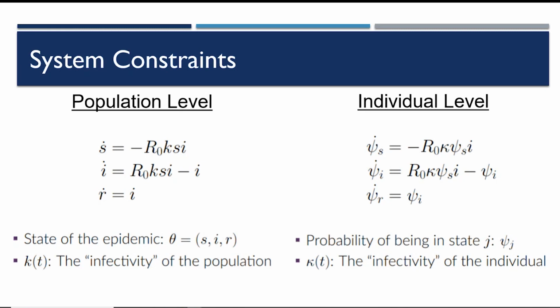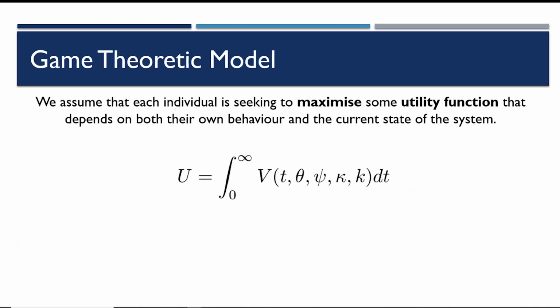Now it would be good to define exactly what do we mean by people making optimal decisions. So we say that each individual is seeking to maximize some utility function U that depends on both their own behavior and on the current state of the system, the epidemic. Here we take our utility as some integral over a payoff function or cost function V, and we take it as an integral because we assume people want to be making optimal decisions over the course of the whole pandemic.